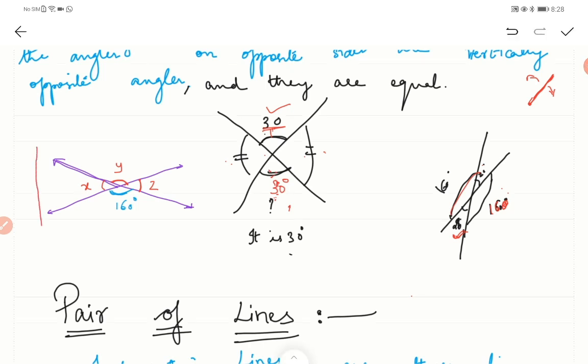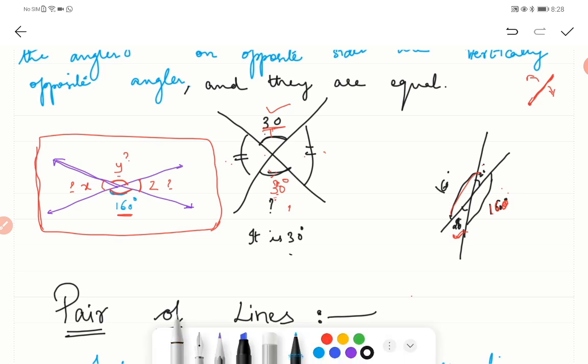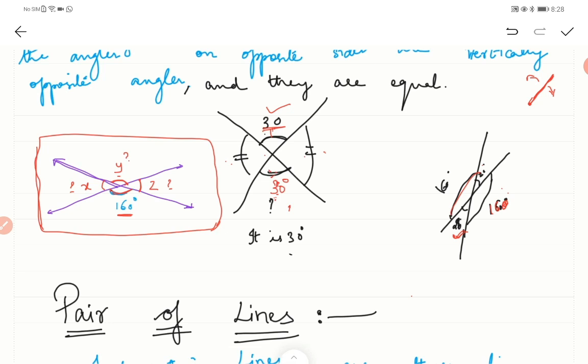I have two lines intersecting and forming four angles. But out of that I know only one angle, 160 degrees. You need to find what is x, what is y, and what is z. Tell me, it's very easy, you can easily say what y is equal to. Yes, since it is a vertically opposite angle, your 160 degrees will be equal to y, so y will be equal to 160 degrees, isn't it? So you have got y. Now what about x and z? How will you find them?